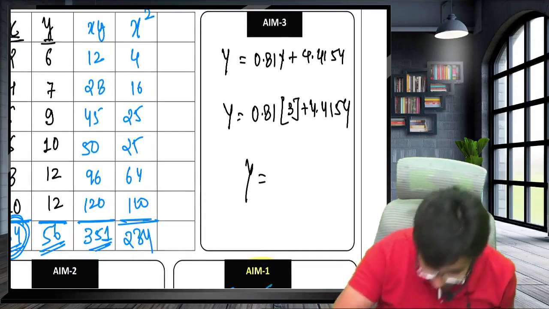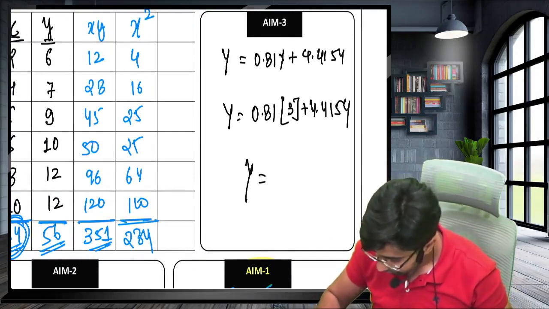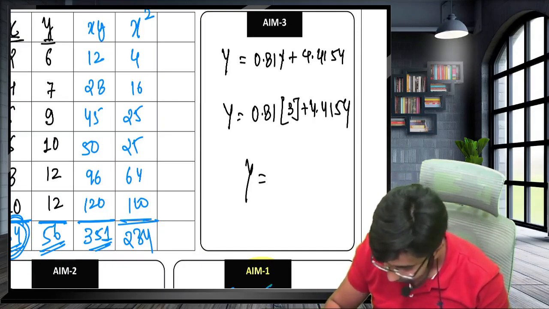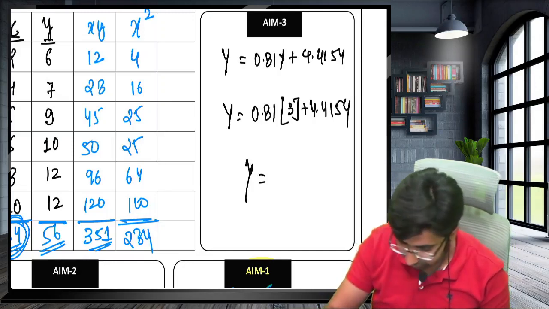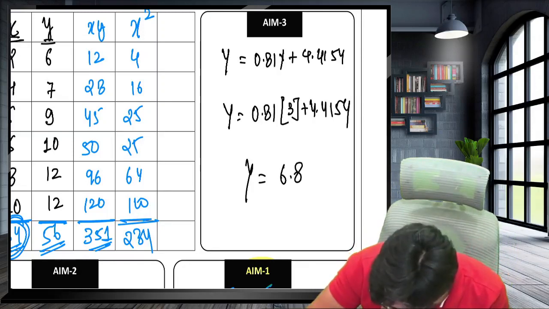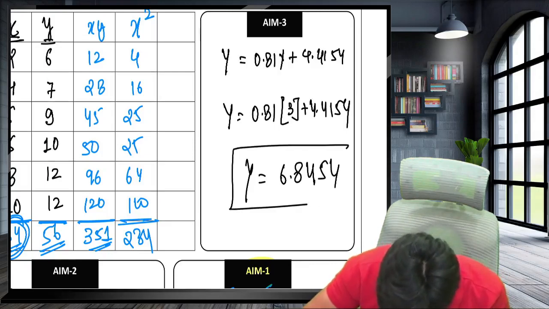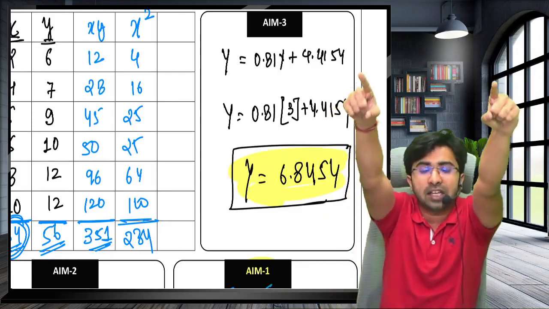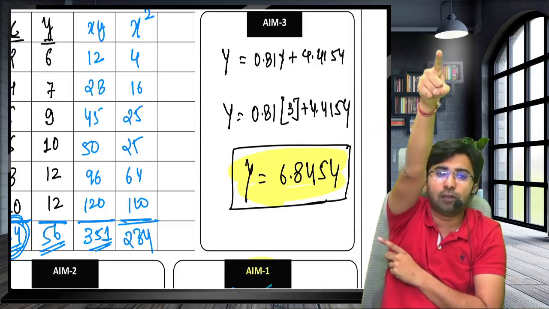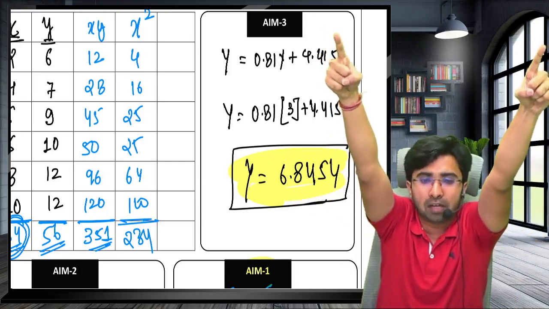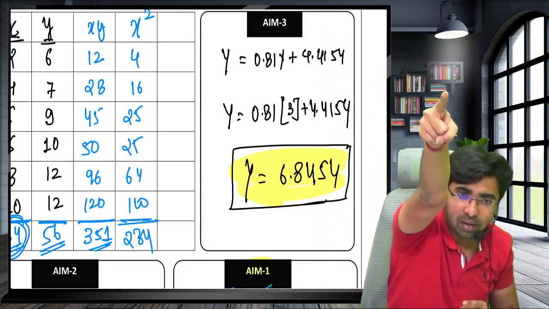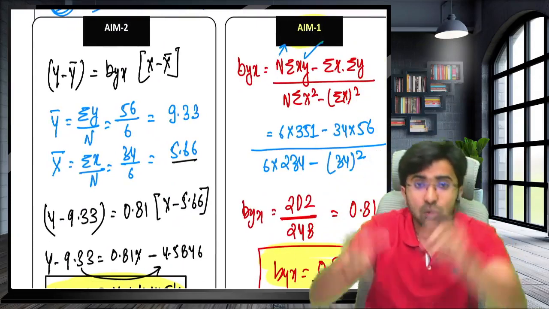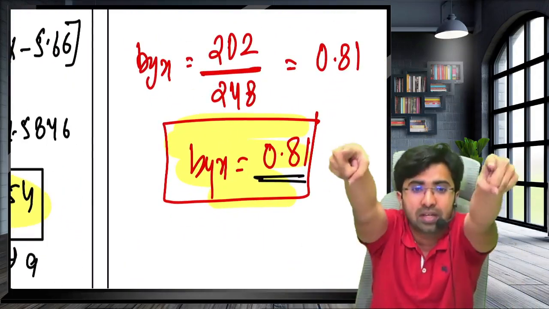Let's solve this. 0.81 into 3 is equal to 2.43, plus 4.4154. Guys, it is 6.8454. Guys, you have successfully estimated the value of y when the value of the other variable was known. Just tell me, can you achieve your aim number 2 without establishing aim number 1?